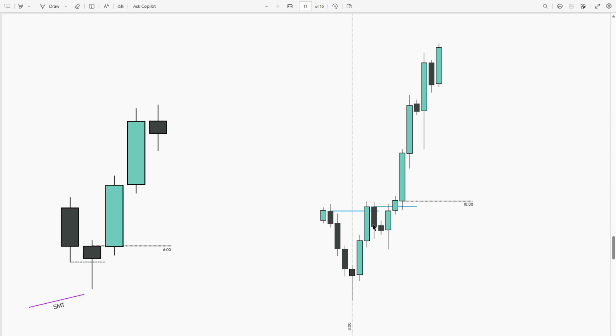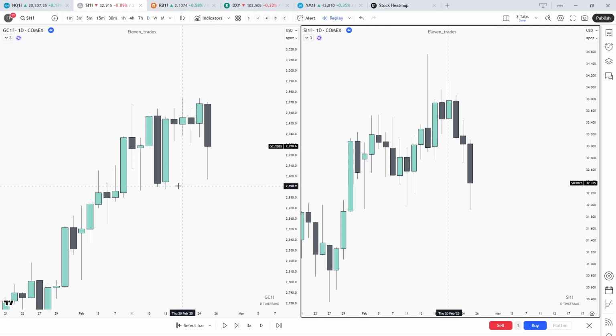Now we will go over some examples of the 4 hour to M15 model, and later in the video we will go over the 1 hour to M5 model. So starting with our daily chart, on the left side I have the gold and on the right side I have the silver daily chart. So we have SMT divergence at these highs. The gold is taking those highs and the silver is creating that SMT divergence.